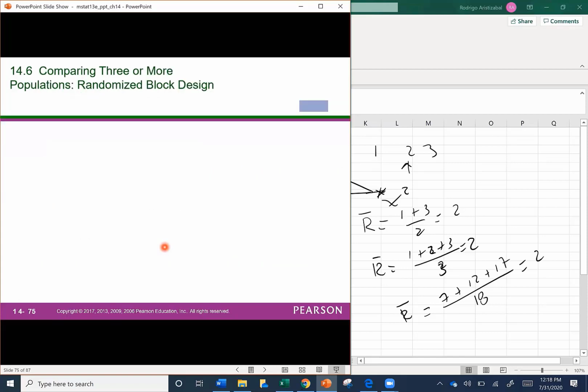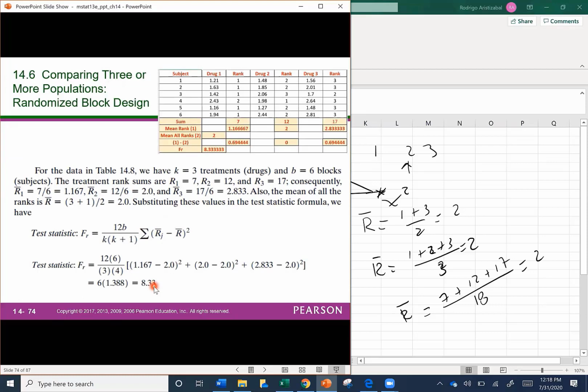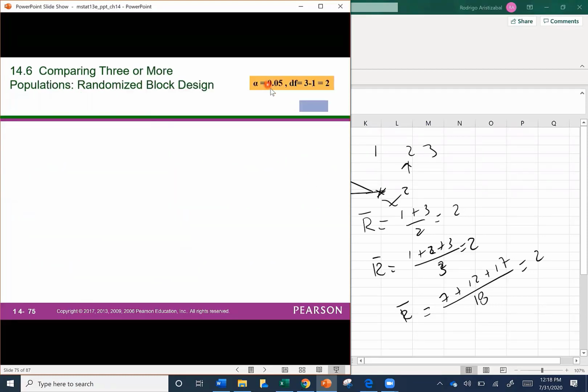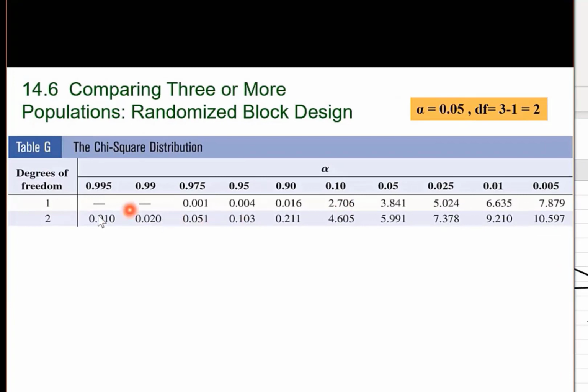We need to compare this value with a reference value. How can we obtain my reference value? Using the table. Alpha, in this case, is 5%. The degree of freedom is 2. What is the reference value? What is the value in the table such that 5% of the test statistic falls to the right of it? Let's go to the table. This is the chi-square distribution, the degree of freedom is 2 and alpha is 0.05. Then my reference value is 5.991.